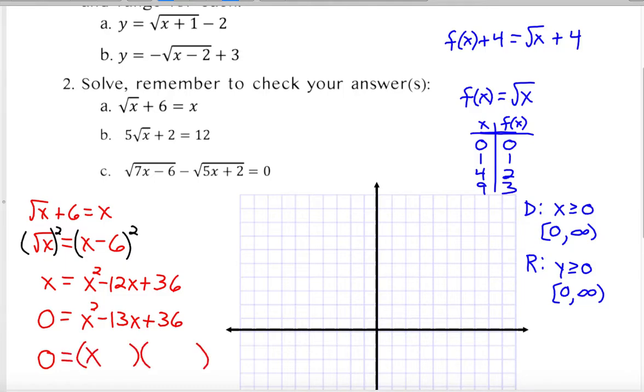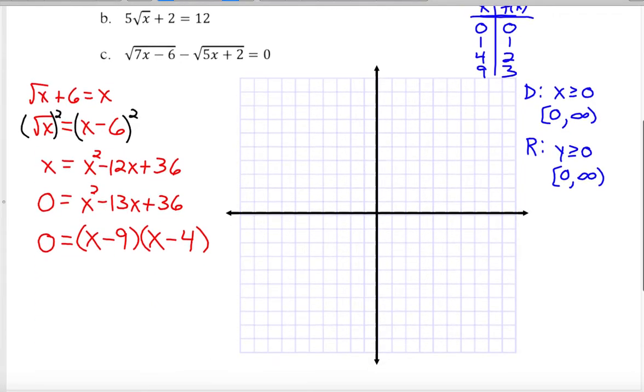So I know this has to be x times x to give me x squared. The other two numbers have to multiply to equal 36, but when I add them I get negative 13. Well, that would be a 9 and a 4 if they're both negative. And so therefore, I've got x equals 9 and x equals 4.